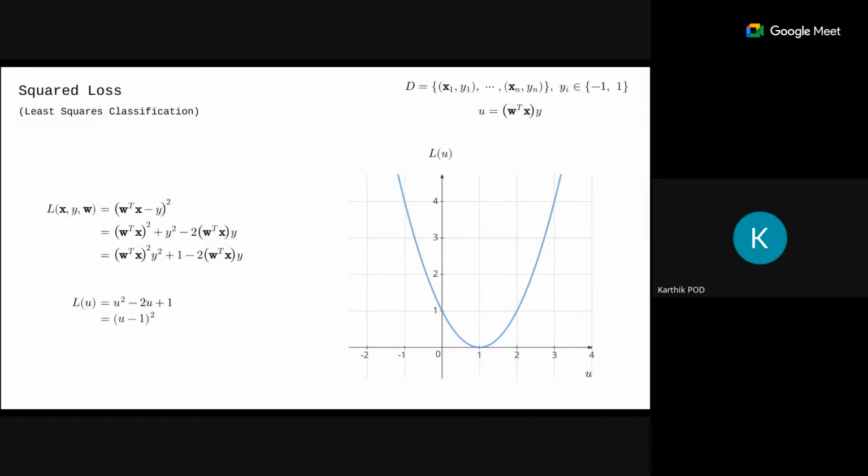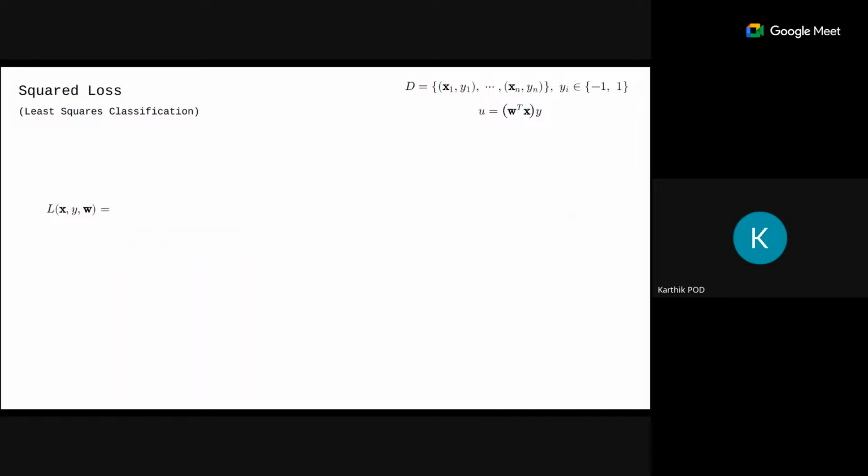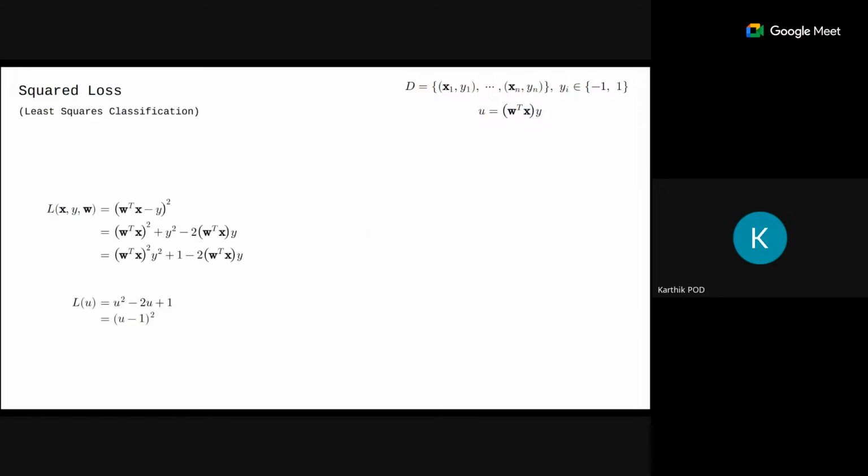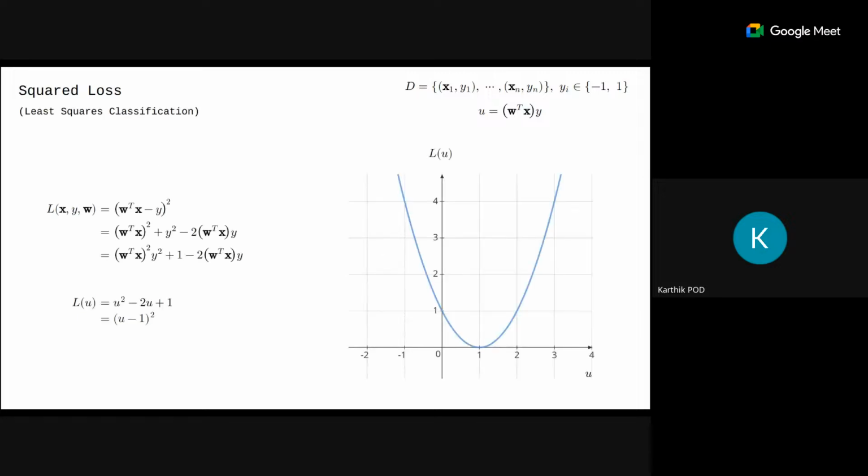So this is one convex surrogate for the 0-1 loss. The 0-1 loss was not convex, but this one is convex. This is the squared loss. Squared error or squared loss is a convex substitute for 0-1 loss. But it's a bad substitute because it doesn't handle outliers well. For points that are already correctly classified, it's going to penalize.